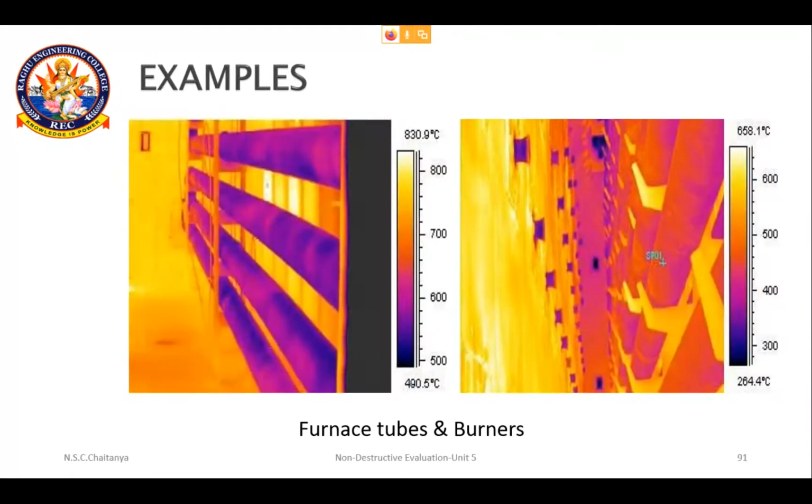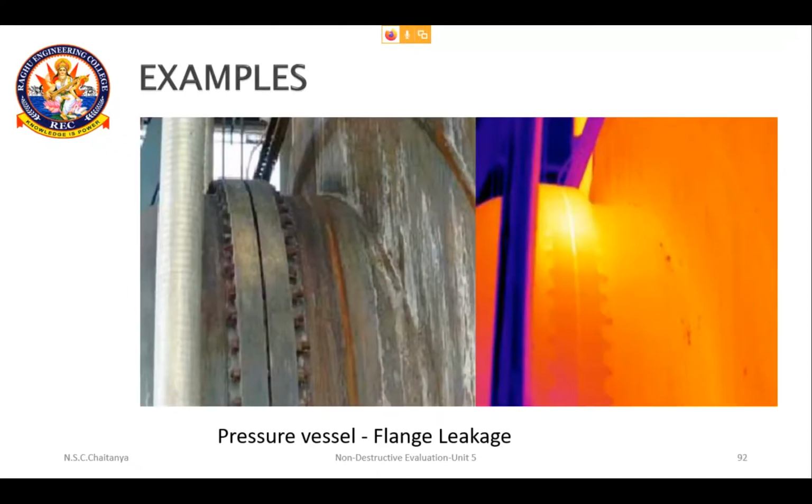Next example. Here you see furnace tubes and burners. What is the temperature of them? What is the maximum temperature? Which areas are at lower temperatures when compared to other areas which are at higher temperatures? All these can be easily identified from the image. Next one, image number 90.